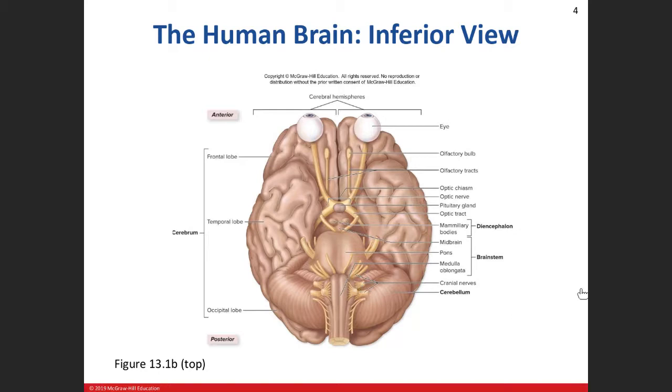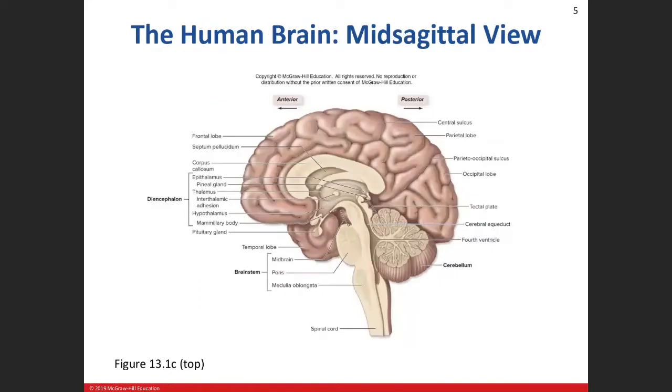Now let's look at a mid-sagittal view. We cut the brain in half, and now you can see the inside a little bit better. Our diencephalon is right in here.